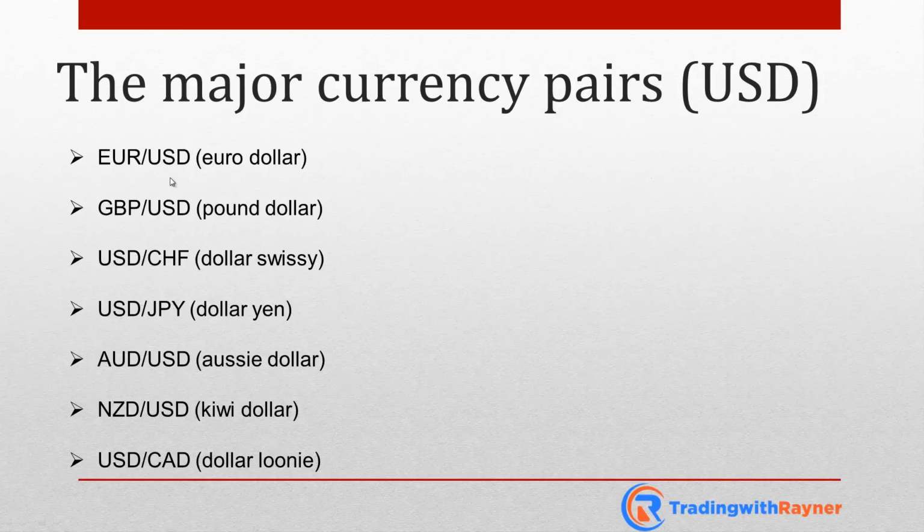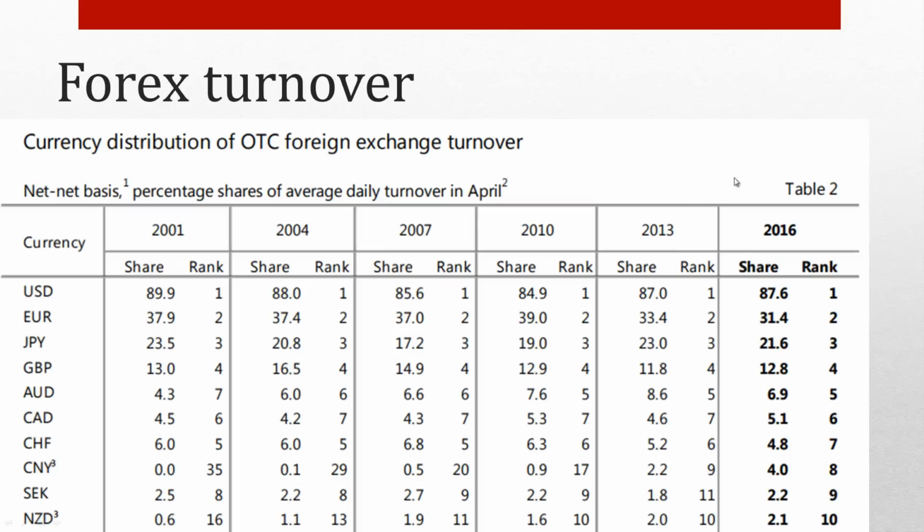Notice that they all have the USD element in all of these currency pairs. And these 7 currency pairs are the most liquid currency pairs. So that's why they're called the major currency pairs, the most popular and most heavily traded currency pairs. And if you look at this, right, in 2016, the number one most actively traded currency is USD, followed by Euro, followed by Yen, Pound, Aussie, etc.